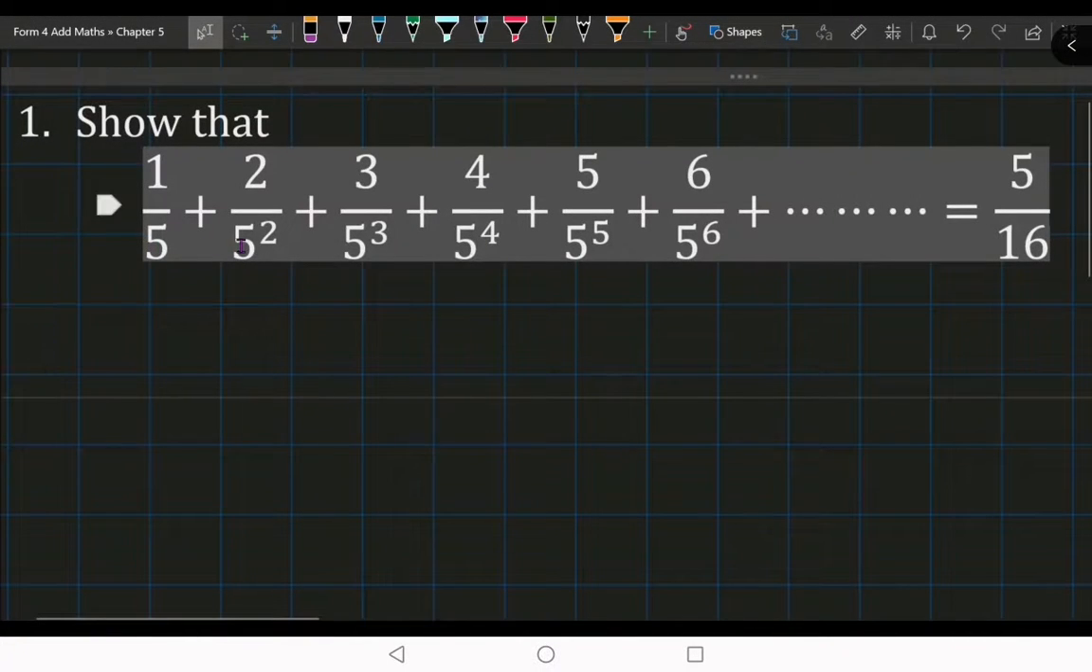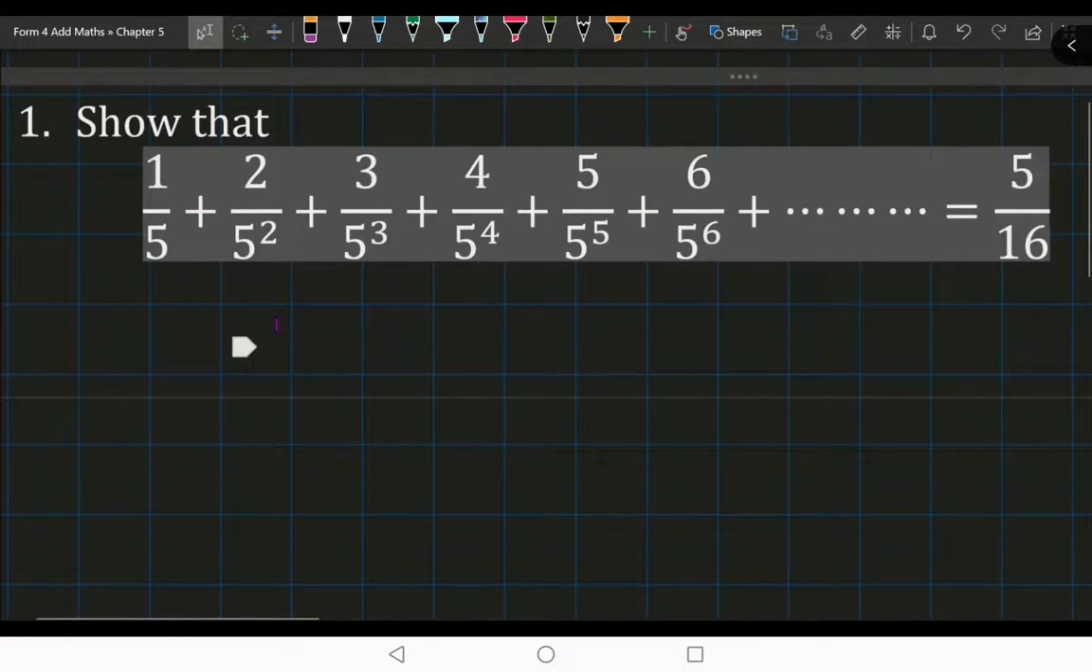Okay, this is a question for progressions for Form 4, Chapter 5. We are going to solve this question: 1 over 5 plus 2 over 5 squared plus 3 over 5 cubed plus 4 over 5 to the power 4 and so on, until infinity. We get the answer is 5 over 16.